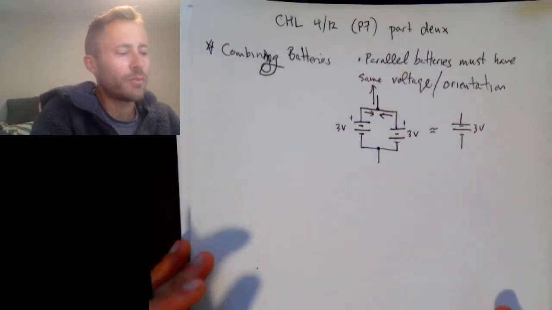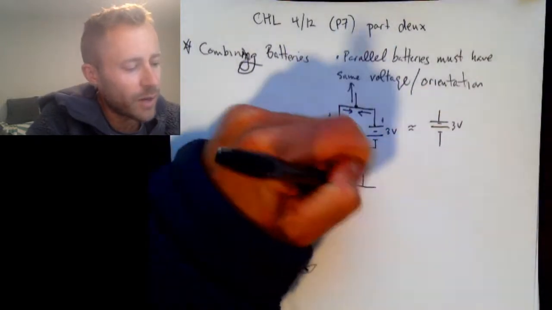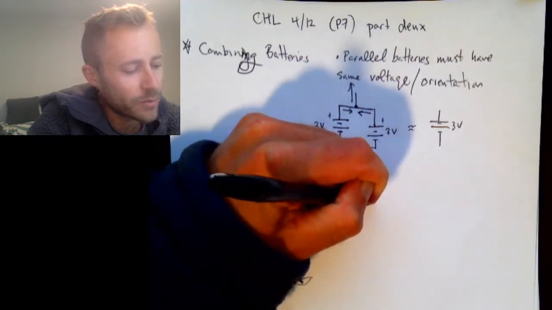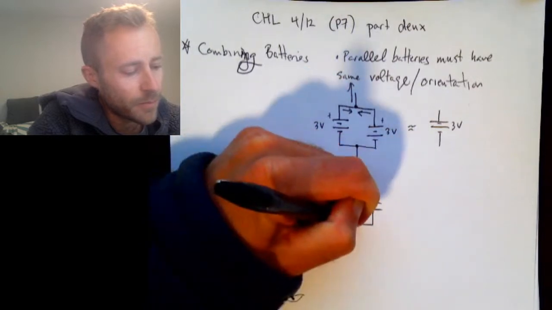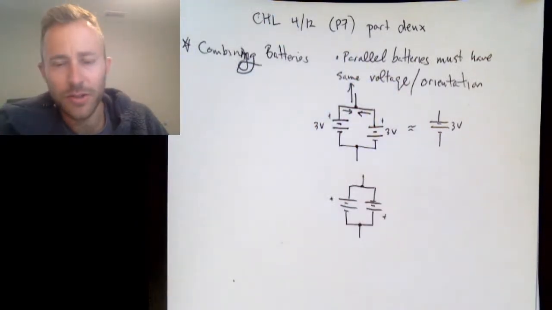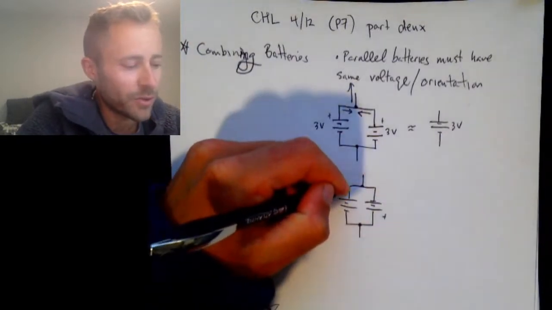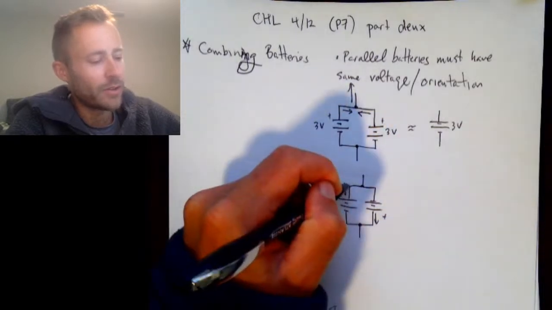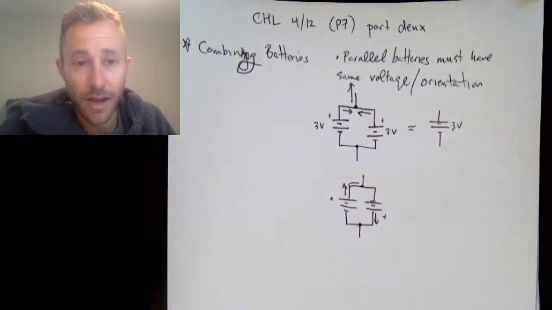So let me draw some things that you would definitely not want to do. You would definitely not want to connect them with opposite orientations. This is kind of like the snake eating its tail. So this battery pushes current out this way. This battery pushes current out that way. And the current just kind of circulates around and nothing happens. Okay, actually something does happen.